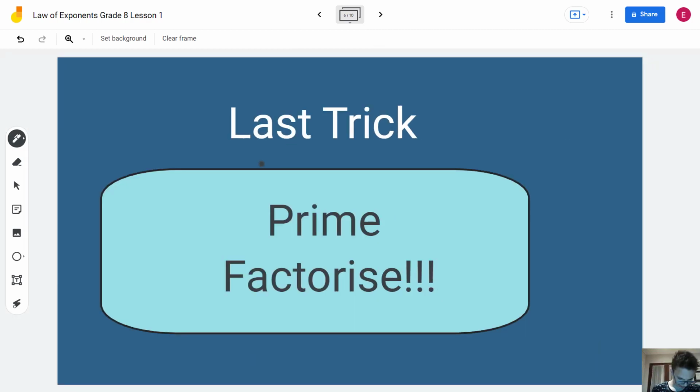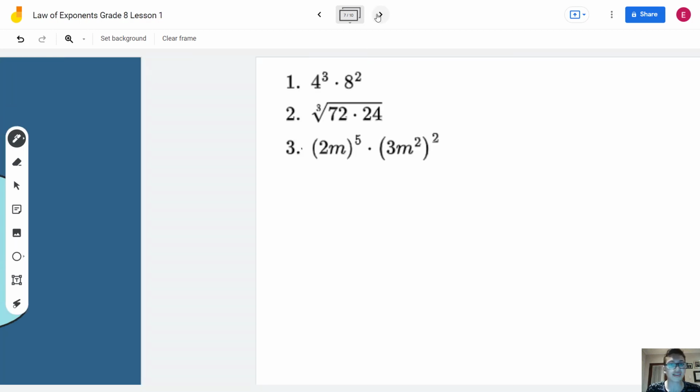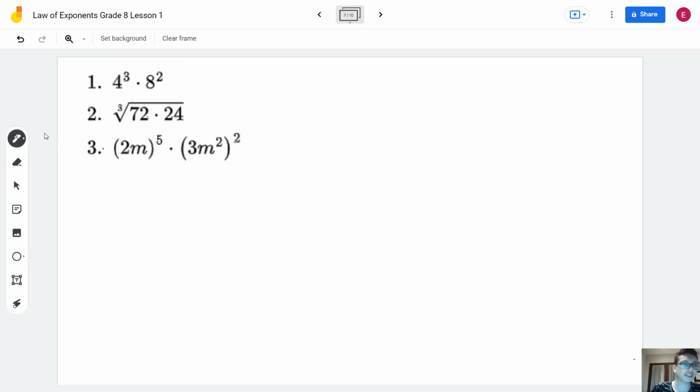Now we have one last trick, which is actually really useful in exponents, and that's prime factorize. So remember when we were talking about what not to do, when you say, let's say 2 squared times 3 cubed, you can't say 2 times 3. Well, that's exactly what prime factorize will help you with. It will help you organize what you can multiply together with the same base and what you can't. So we're going to start with some examples, because examples will allow us to see how to use prime factorization.